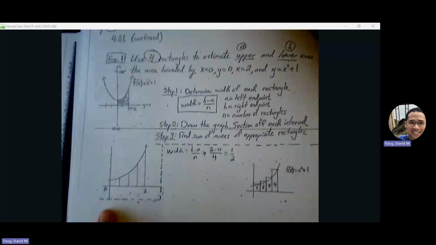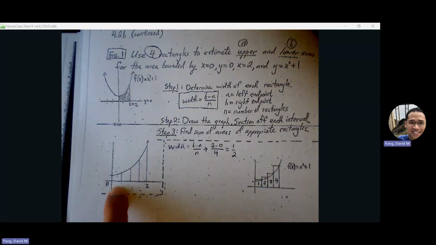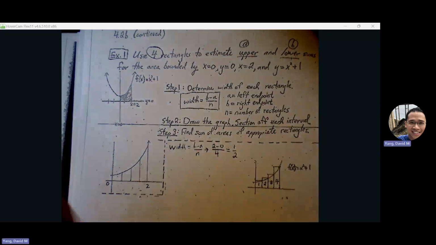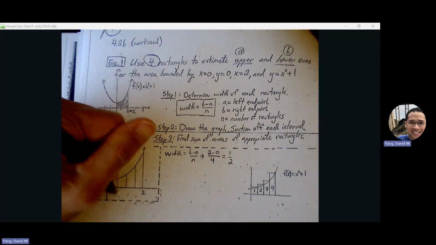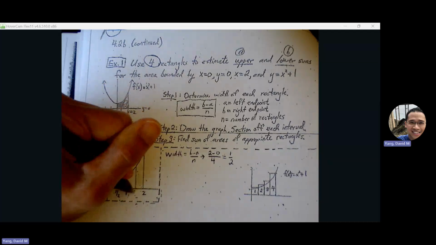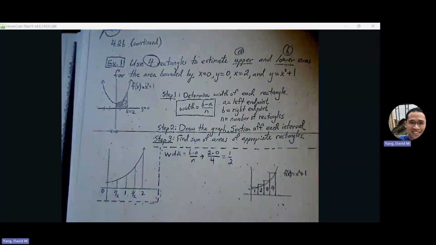So I'm going to start at 0. I'm going to keep adding 1/2 until I reach my endpoint. So 0 plus 1/2 is 1/2. Plus 1/2 is 1. Plus 1/2 is 3/2. And then plus 1/2 will give us 2.